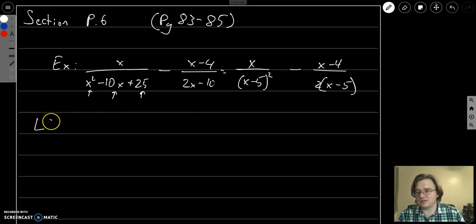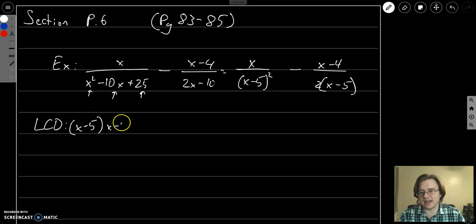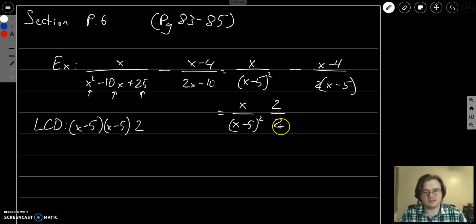So to find our lowest common denominator, just off to the side, we'll write down all of the factors in the first denominator. So we've got an x minus 5 and a second x minus 5. And then in the second denominator, I have a 2 and an x minus 5. The x minus 5 already shows up, but not the 2. So the lowest common denominator will have 3 factors in it. This first fraction only has 2 of those factors in it. It doesn't have the 2, so I'll need to add that extra factor by multiplying both the top and the bottom of this fraction by 2.